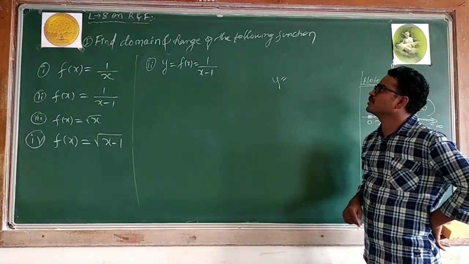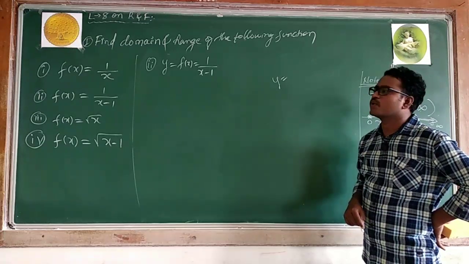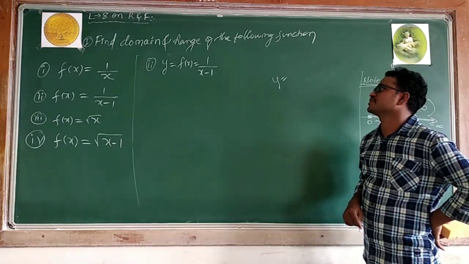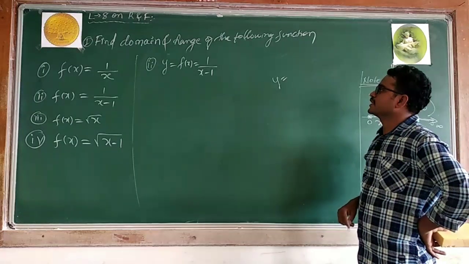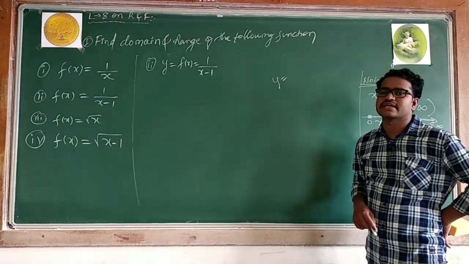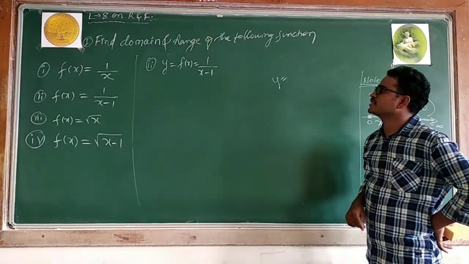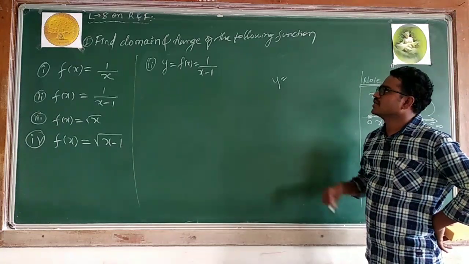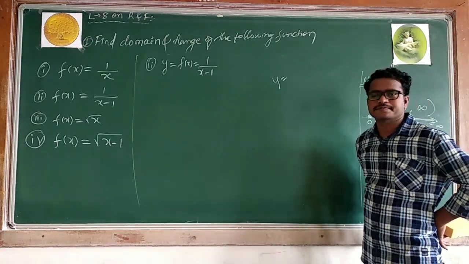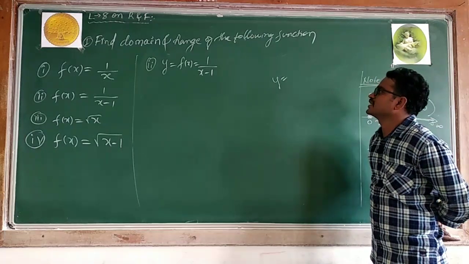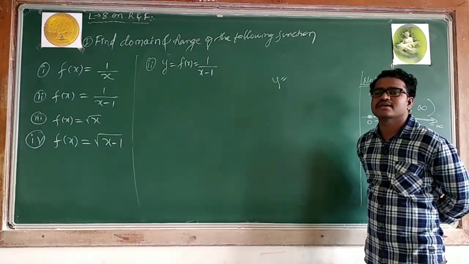1 divided by 2 minus 1 means you will get 1. 1 divided by 2, 1 divided by 3, or you can write x equal to 3, 4, 5, you can get anything. But you should not get a 0. Means I can say the range is what? It is not possible to get 0 here. I can say any value, but I can't get a 0.